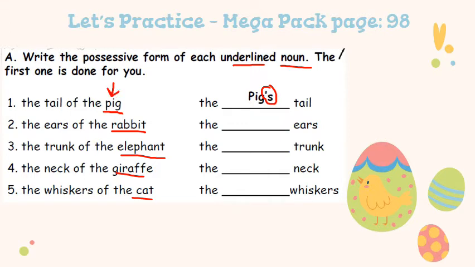Number 2, the ears of the rabbit. So I have one rabbit. So it should be what? The rabbit's, apostrophe S, ears. The trunk of the elephant. So I have one elephant. So this should be the elephant's trunk. The neck of the giraffe. So this has to be what? The giraffe's neck. The whiskers of the cat. So I put what? You got the idea. Cat's whiskers.